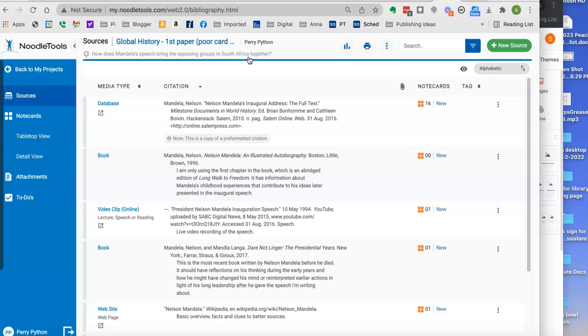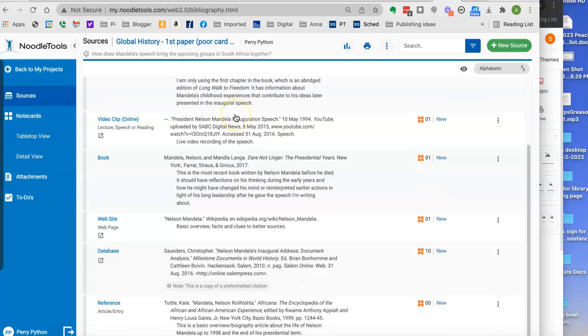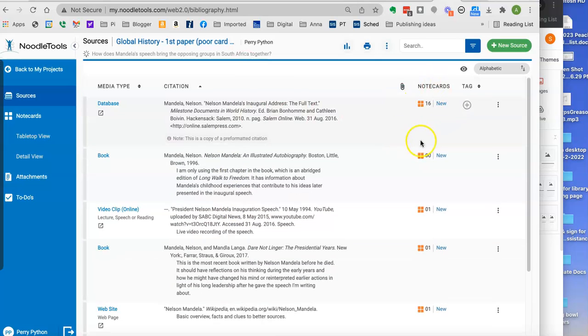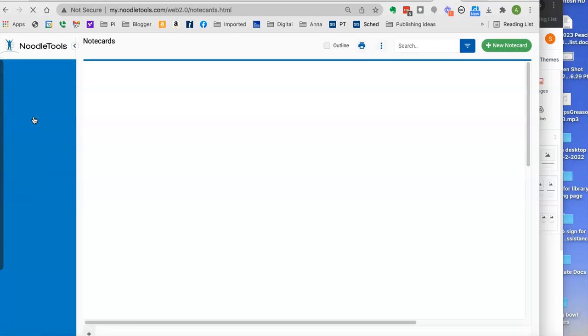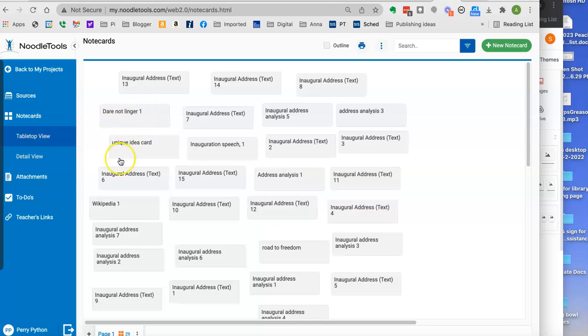I have a guiding question. I have a bunch of sources, and yippee, look at me. I have taken 16 notes from this one source alone. I am rocking. I go to my note cards. Here they all are. Doesn't that look cool?